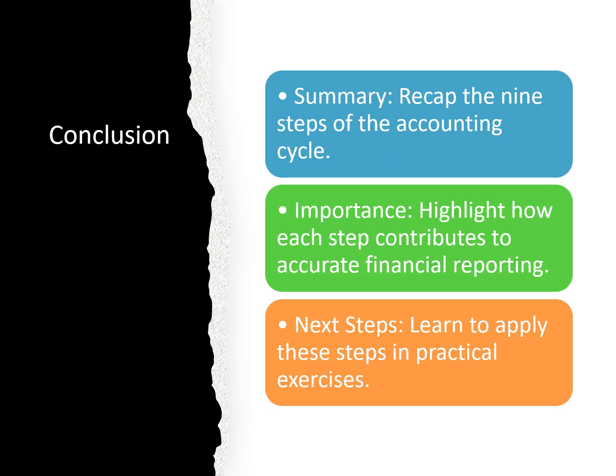Finally, to conclude this presentation, each step in the accounting cycle is essential for accurate financial reporting. By following these 9 steps, businesses can ensure their financial statements are reliable and useful for decision making. Now it is time to apply these steps in a practical exercise.